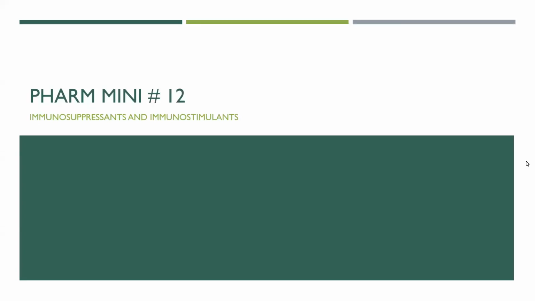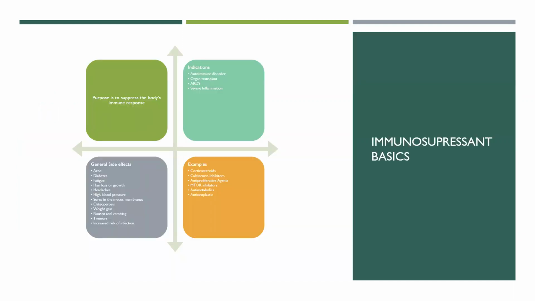Welcome to Pharm Mini number 12, where we'll talk about immunosuppressant and immunostimulant medications. An immunosuppressant's purpose is to suppress the body's immune response. So we would use this in different disorders where the body has a hypersensitivity reaction to any invading substances or to self. So we would use this for autoimmune disorders, organ transplant, acute respiratory distress syndrome, and any severe inflammation that occurs outside of what's beneficial for the body to fight infection.